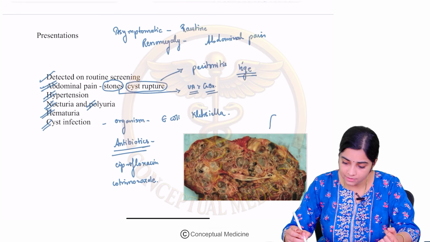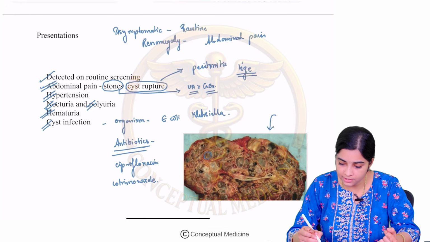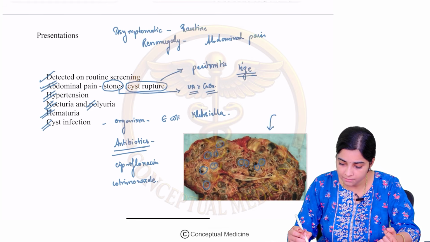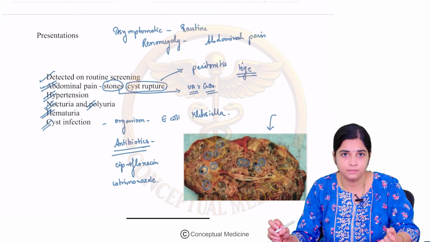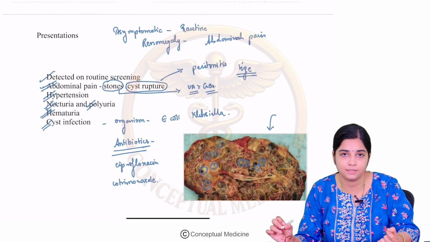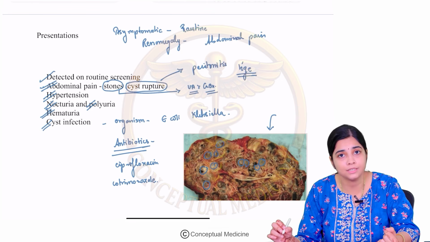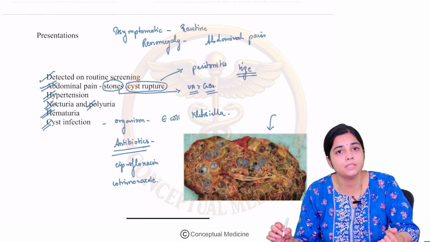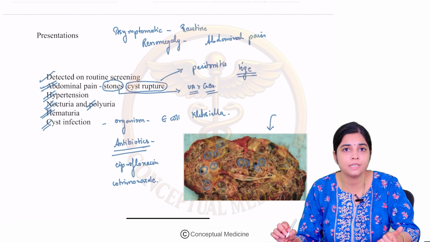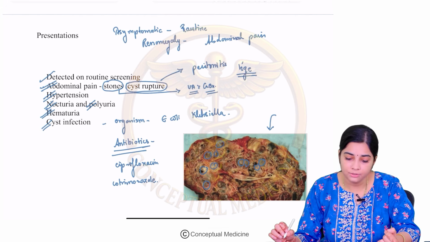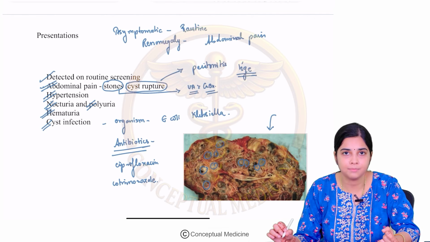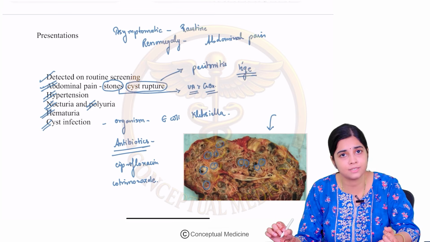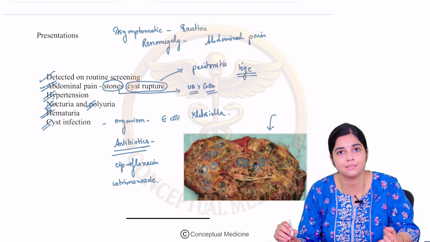Okay, so this is your gross image. You see that there are multiple cysts. The entire renal parenchyma is replaced by multiple cysts throughout the kidney, so there is complete destruction of the renal parenchyma. So what are the presentations? They can be asymptomatic, they can have abdominal pain because of renal colic, or abdominal pain because of cyst hemorrhage or cyst rupture. Then you can have nocturia, polyuria, secondary hypertension, hematuria and cyst infection. These are the complications and various presentations of polycystic kidney disease.